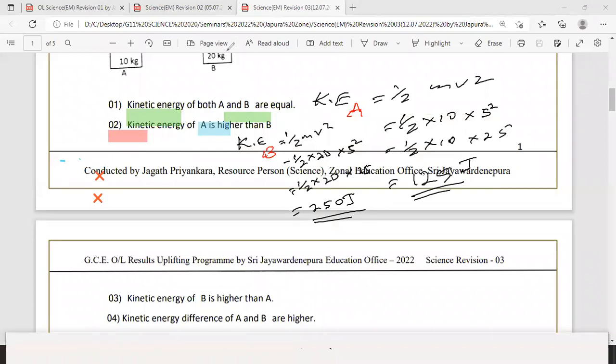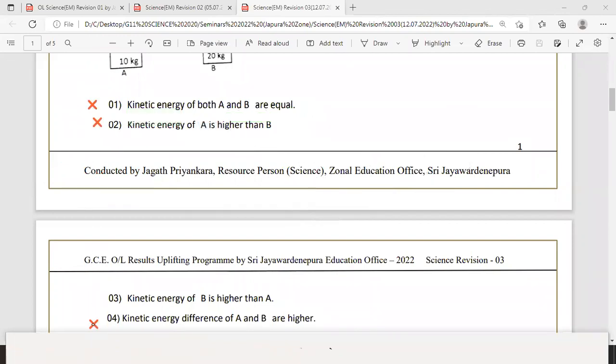Okay. So the kinetic energy of B is higher than A. That is the most correct one. The answer is the third. Please raise your hand those who got the third answer for this MCQ.